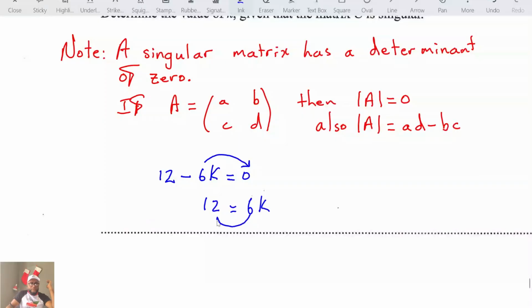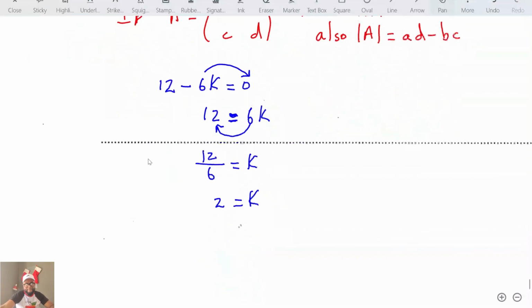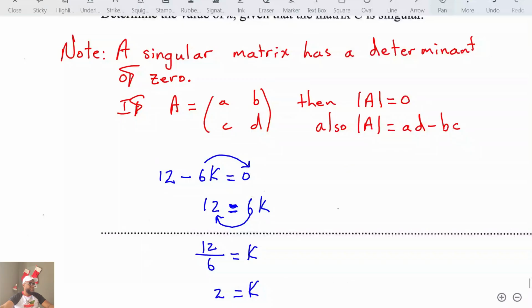What do I do with the 6, sorry, when I carry it there now? Divide. So it will be 12 divided by 6 is equal to K. 2 is equal to K. Raise your hand if you got 2. Yes.